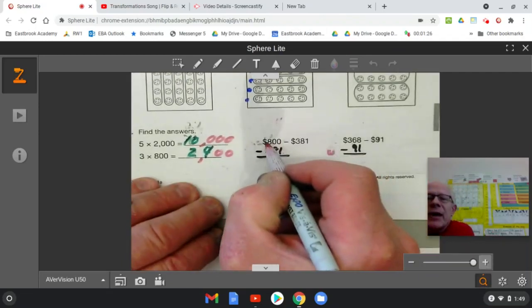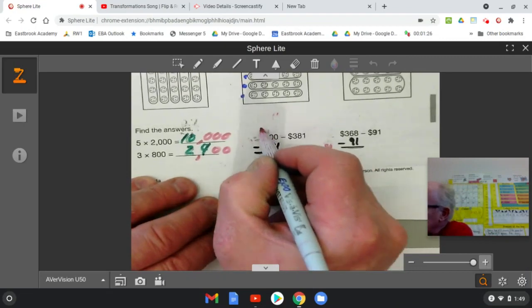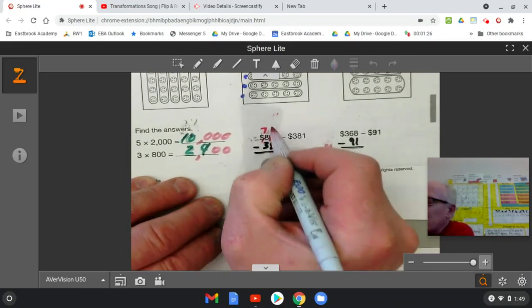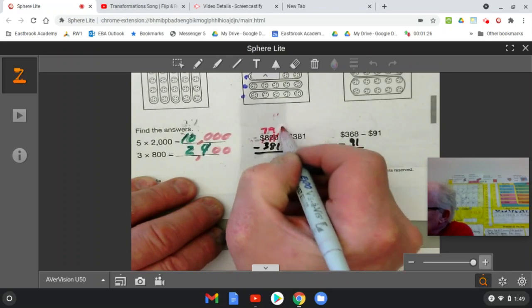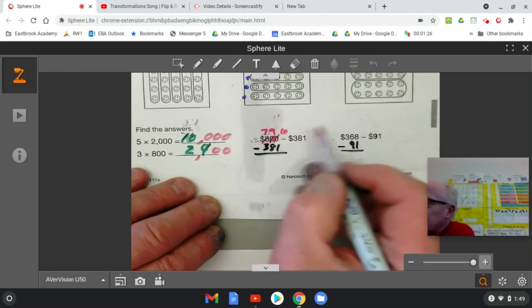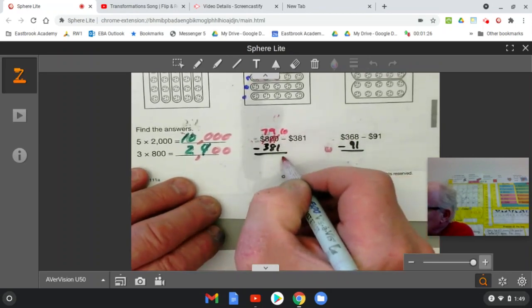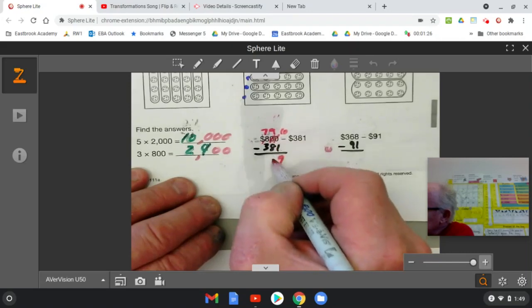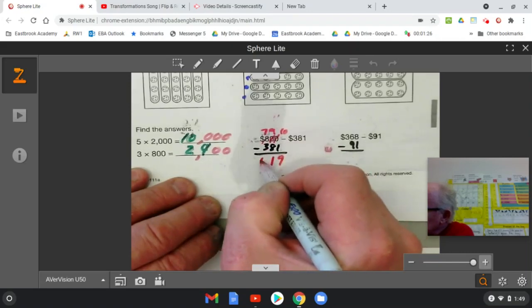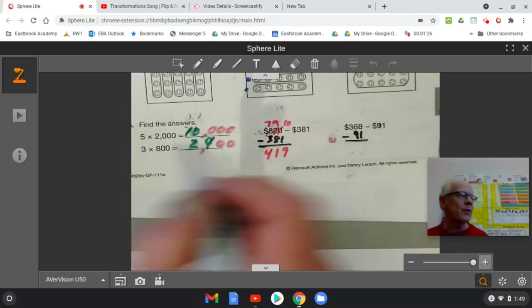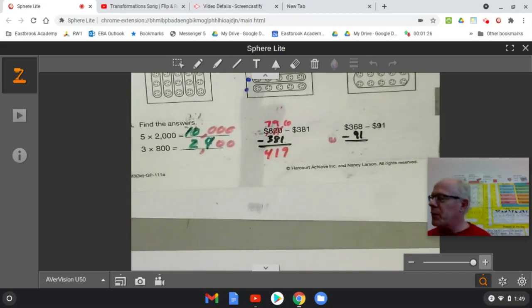This 0 doesn't have enough, so I have to borrow from the 8. The 8 becomes 7. This 0 becomes 9. And this 0 becomes 10. 10 minus 1 is 9. 9 minus 8 is 1. 7 minus 3 is 4. So the answer to that problem would be 419.